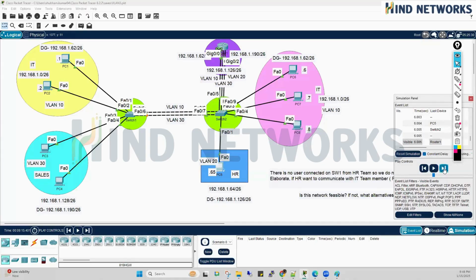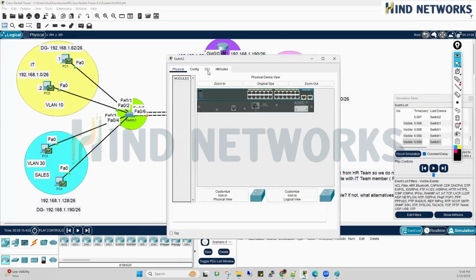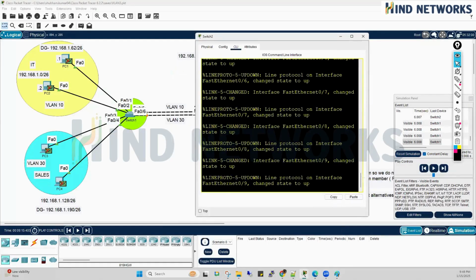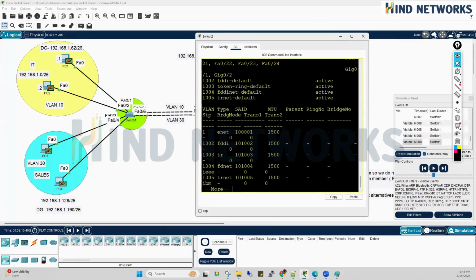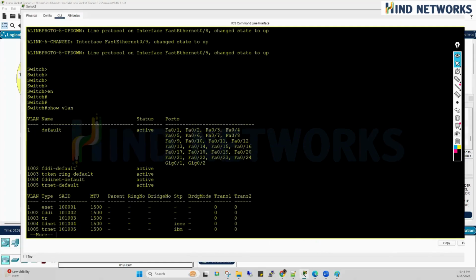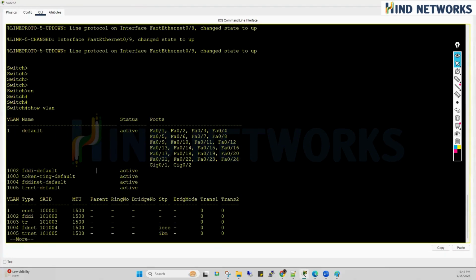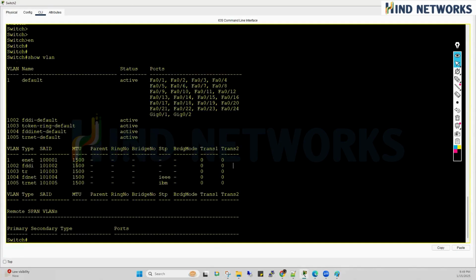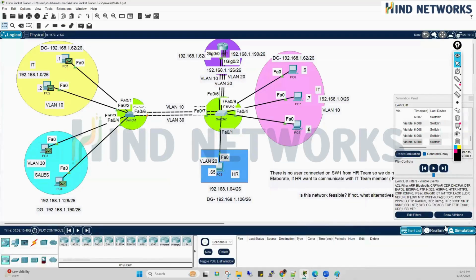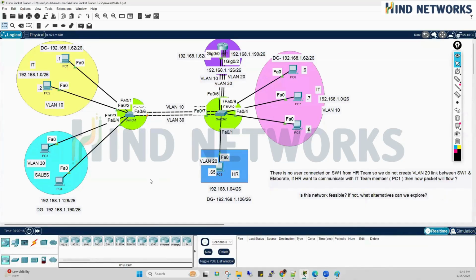Fine. What is the router doing? The router is sending the packet here. The switch is again broadcasting this packet. Definitely there is no... Let me check. Show VLAN. Do we have VLAN? See, on the switch we didn't configure any VLAN. So if we do not configure the VLAN, how will communication happen? That is not possible. Is this clear, guys?